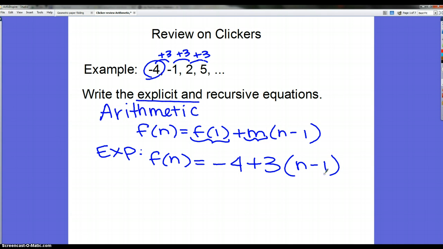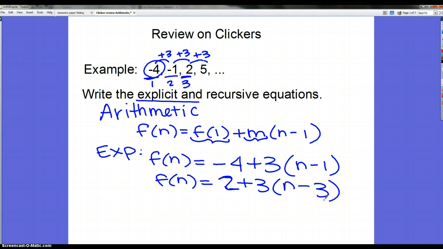And we do not have to use the first term. We've talked about this, that if maybe we choose to use 2, so f of 2 plus 3 times n minus, because 2 is the third number, then we're going to minus 3 here. And if we were to distribute here and simplify, these would turn out to simplify to the same thing.